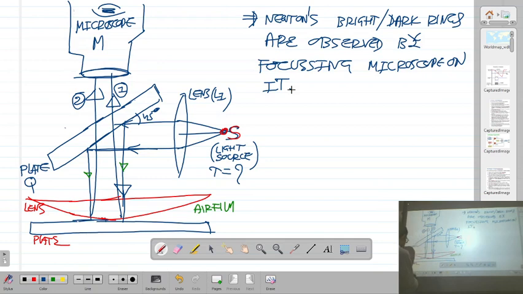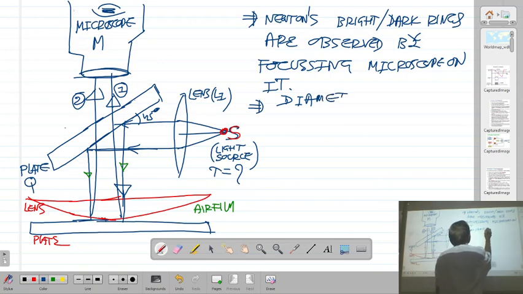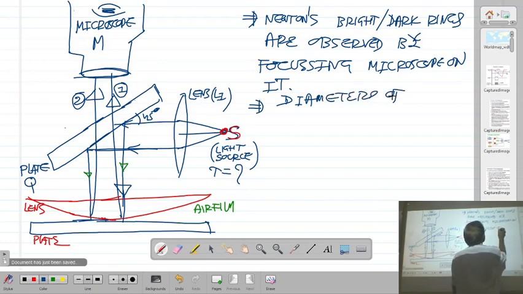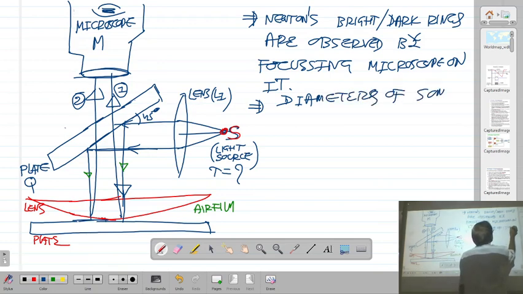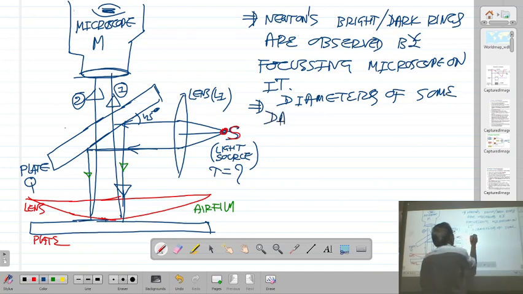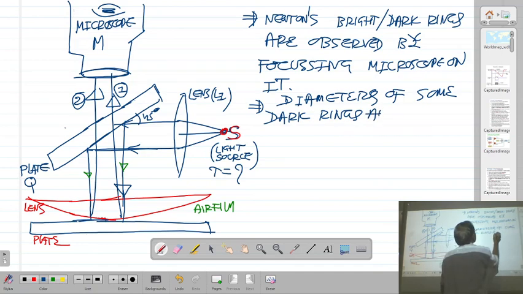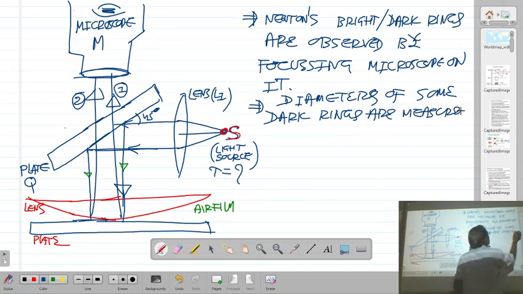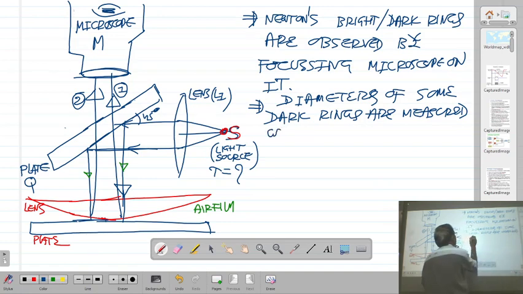Okay, and last one, the diameters of some dark rings are measured with the microscope.